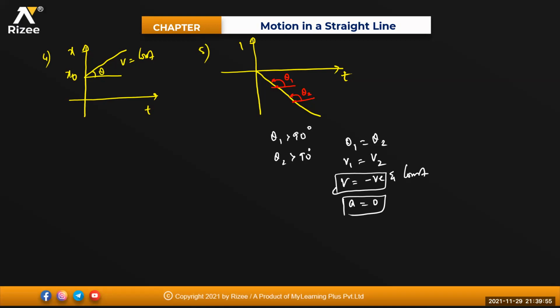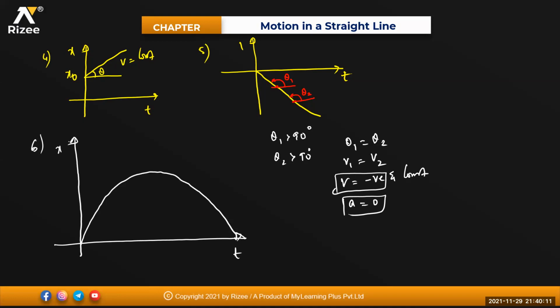Is it clear, beta? Yes, sir. Now tell me the answer for this graph. This is your time and this is your x. If I take a graph like this, and I start my journey from somewhere here. I'm somewhere here right now, then somewhere here, then at the highest position, then somewhere here and somewhere here.